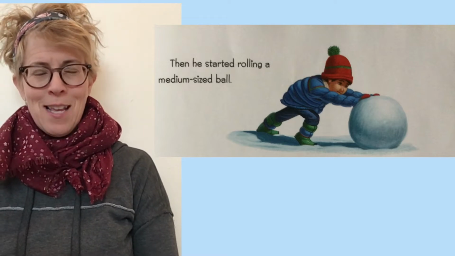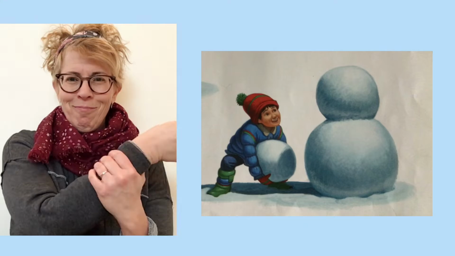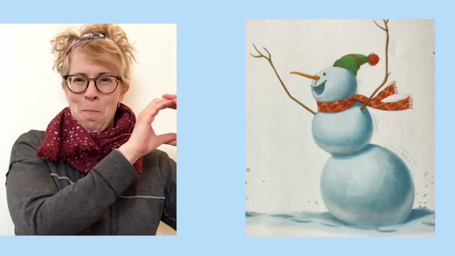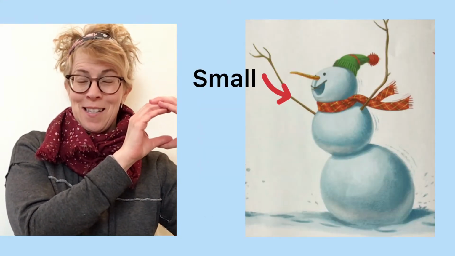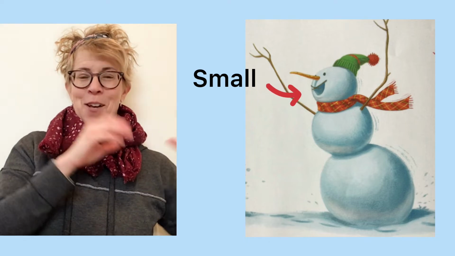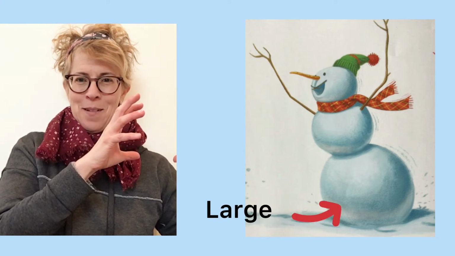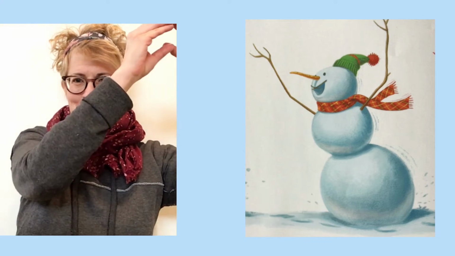Did you hear all those things? Small, medium, and large. When you make a snowman, you have a big one on the bottom, and then a medium, and then a small for his head. Small, medium, and large, important for building a snowman.